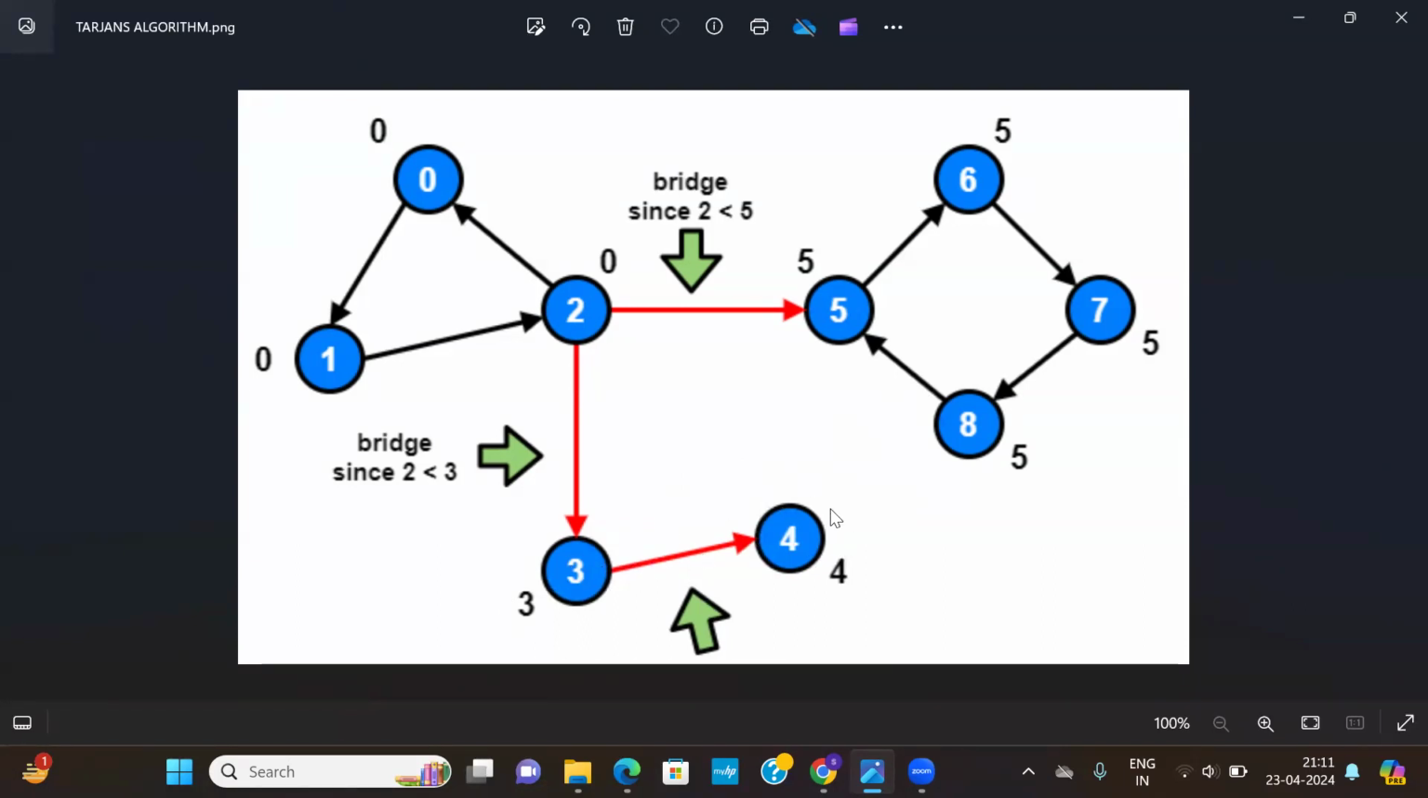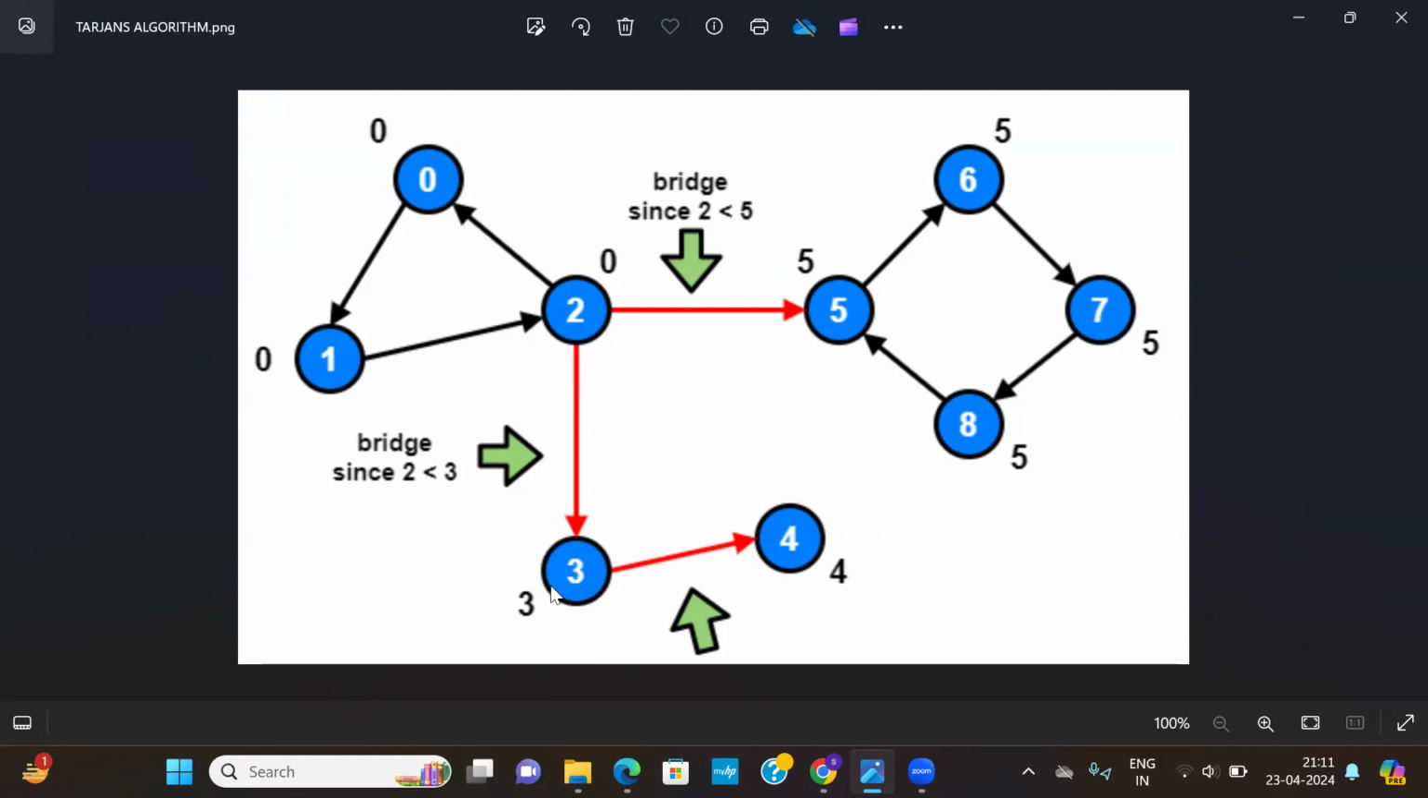But with the help of code, the approach is going to be: we are going to compare the lowest time of insertion of the current node and the time of insertion of the parent node. If the time of insertion of the parent node is lesser than the lowest time of insertion of the current node, it means that particular connection is a critical connection. So this particular connection comes out to be a critical connection.